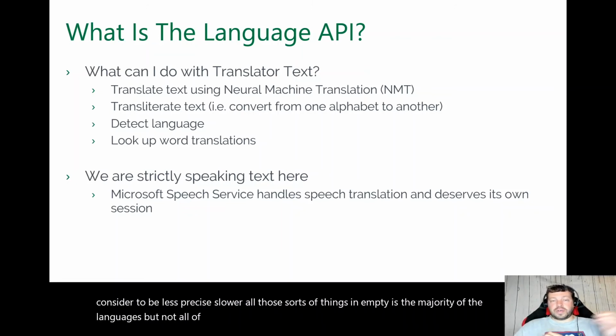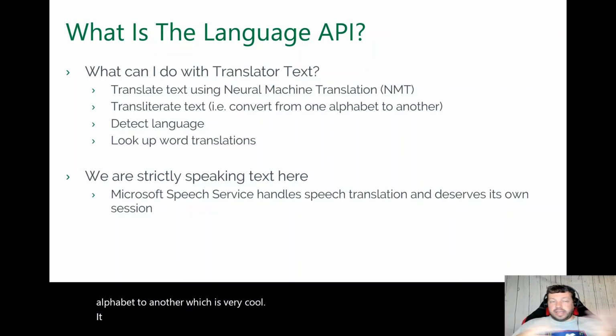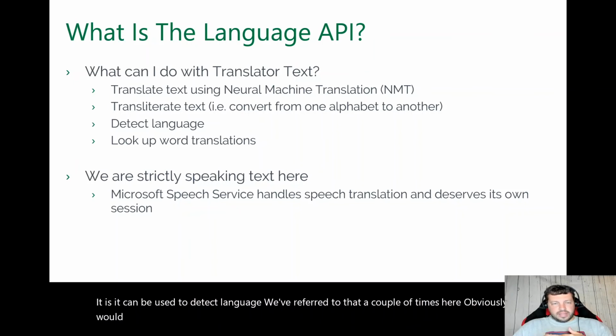Translator can also transliterate text, so it can convert from one alphabet to another, which is very cool. It can be used to detect language. We've referred to that a couple times here. Obviously, it would be capable of that. You can use it to look up word translations as well.